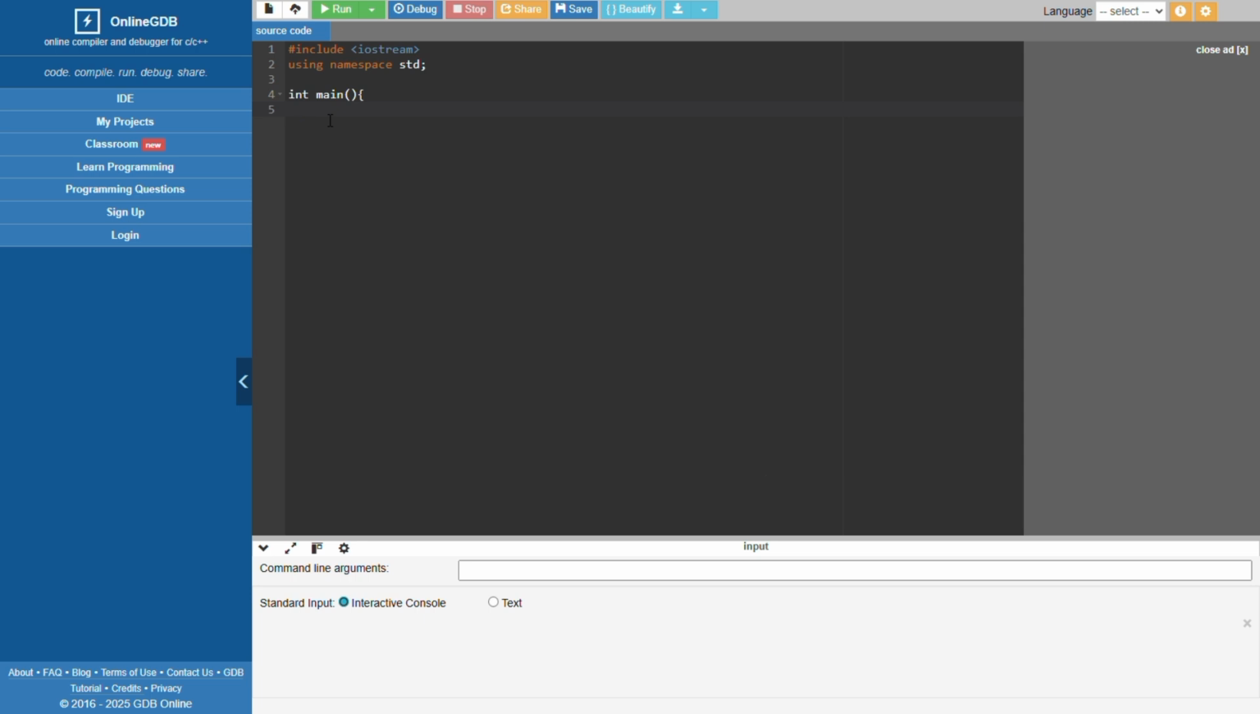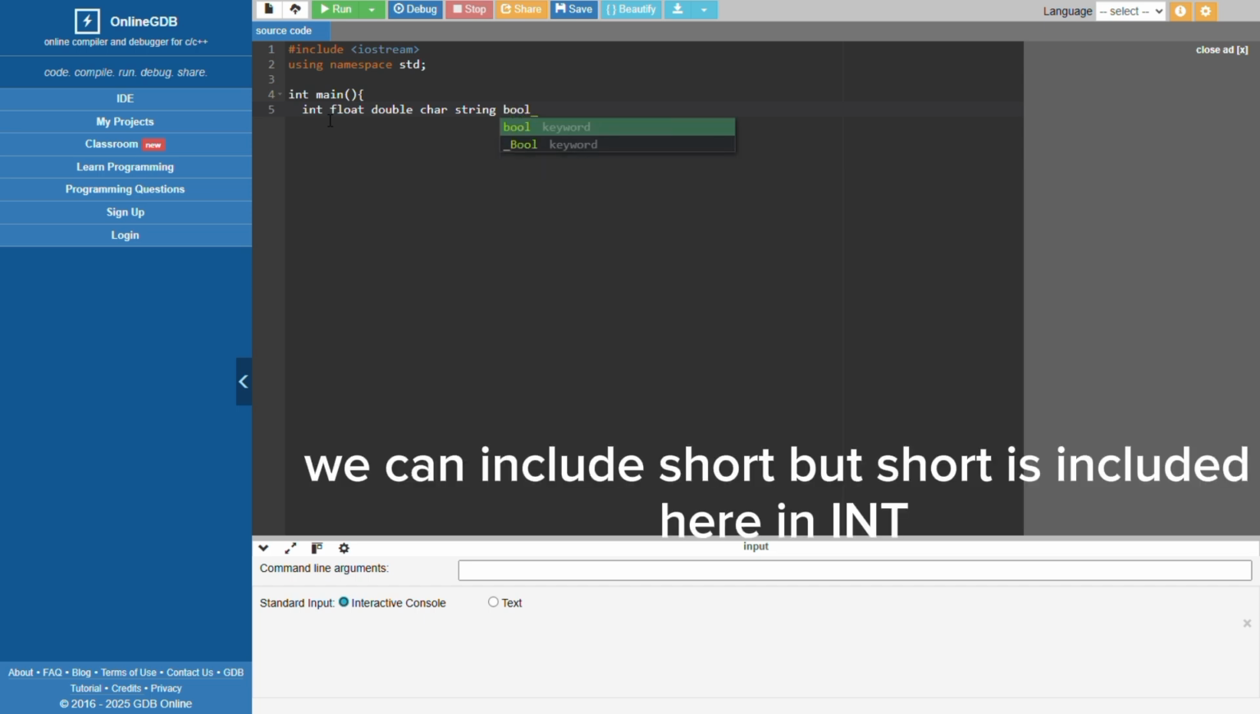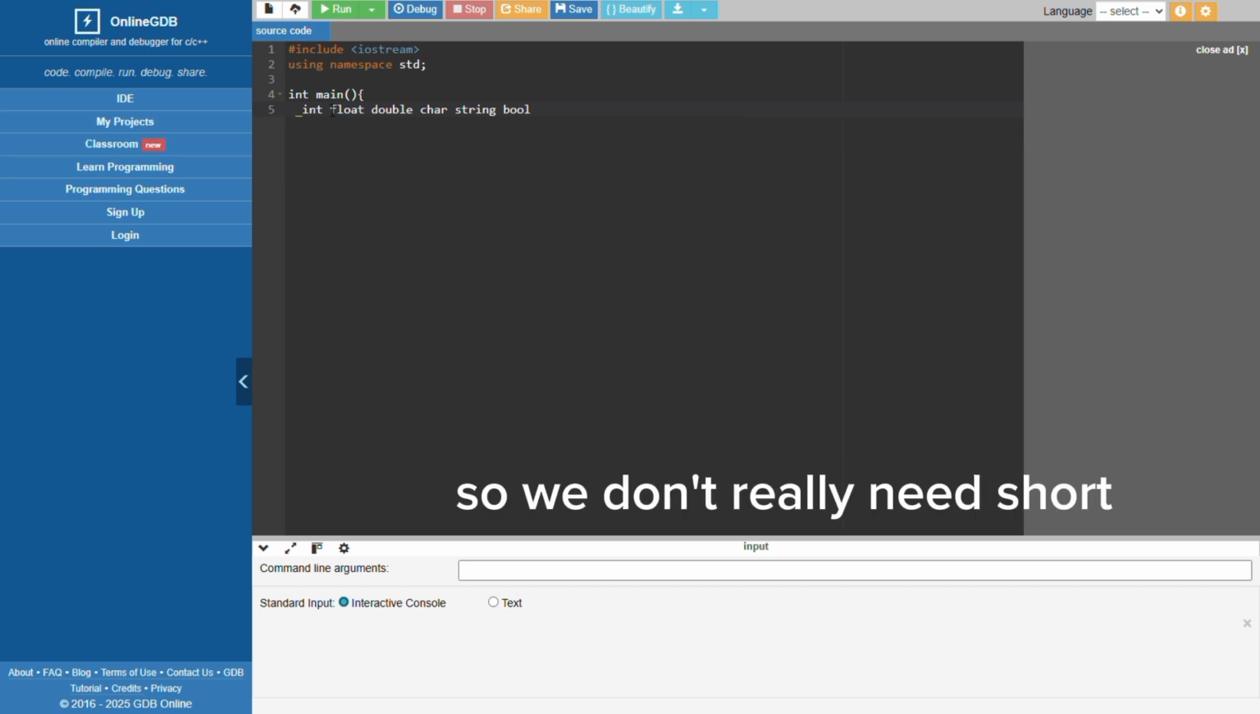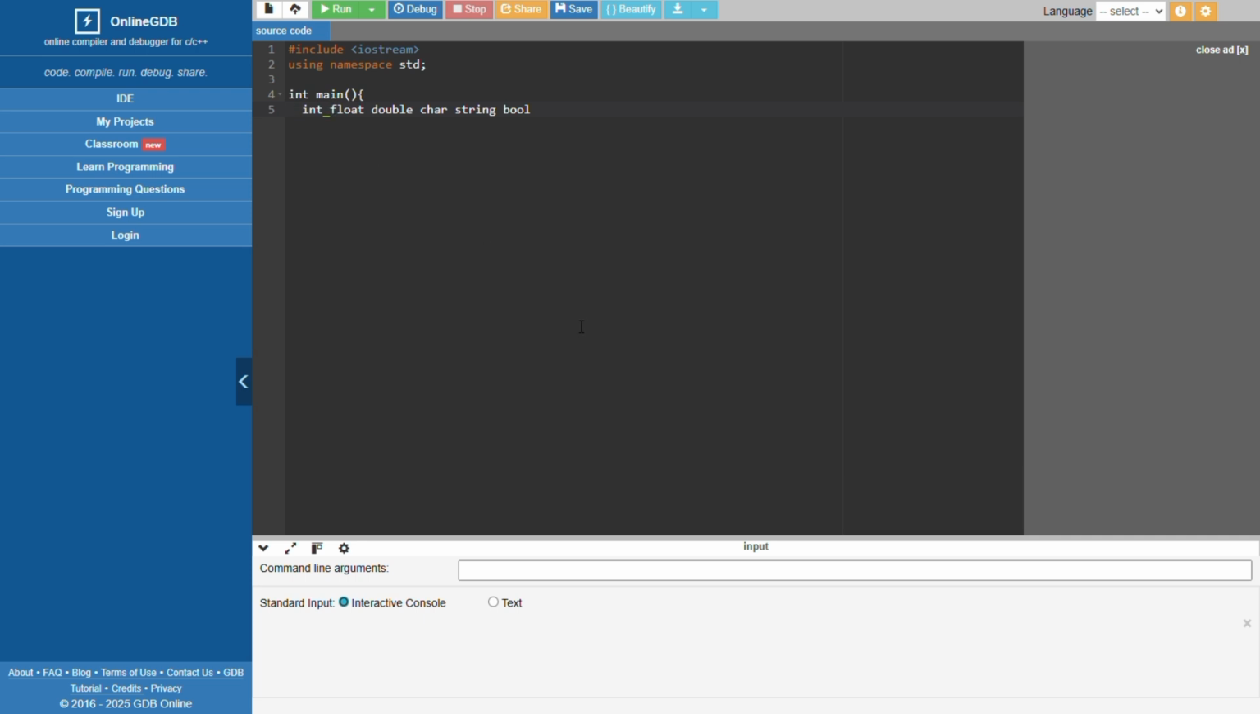different codes. So we have int, float, double, char, string, and bool. We can include short, but short is included here in int. So you don't really need short in declaring variables.